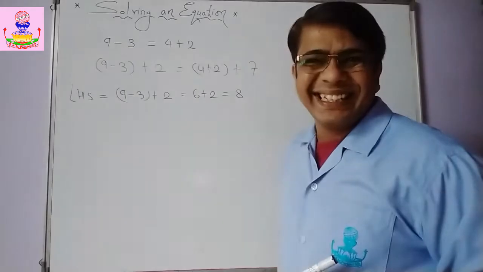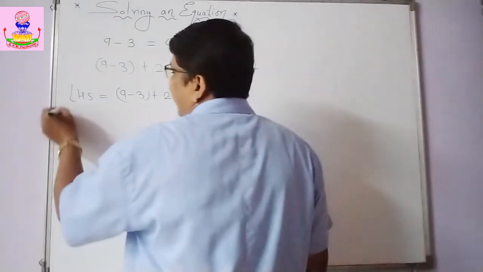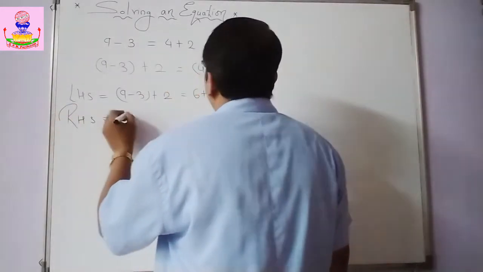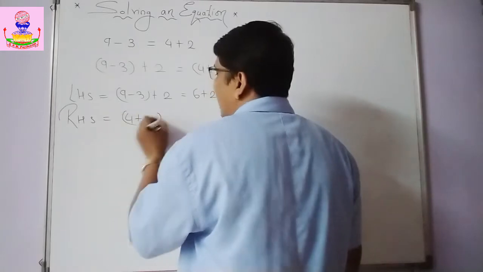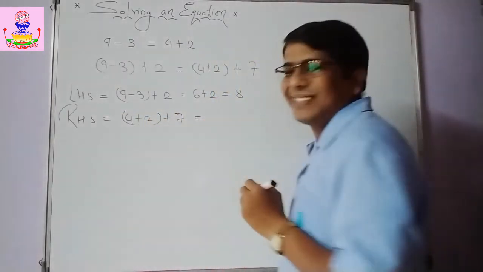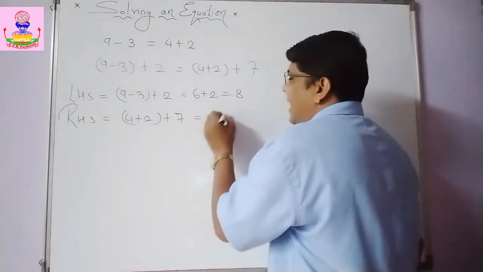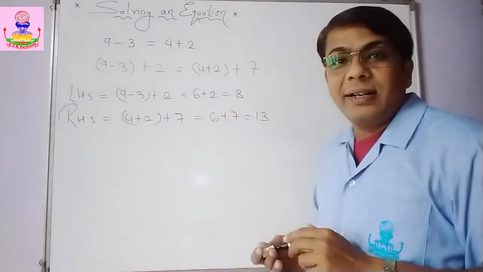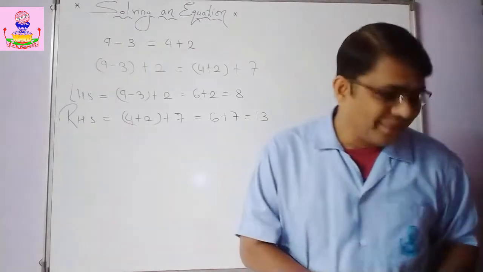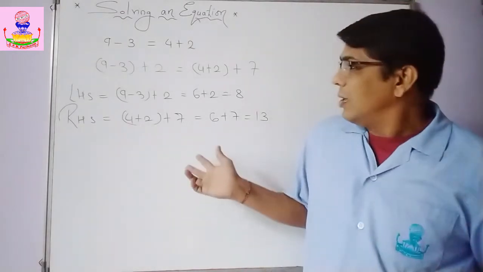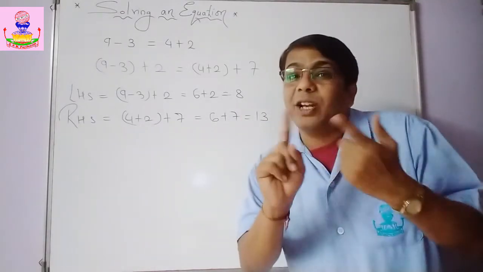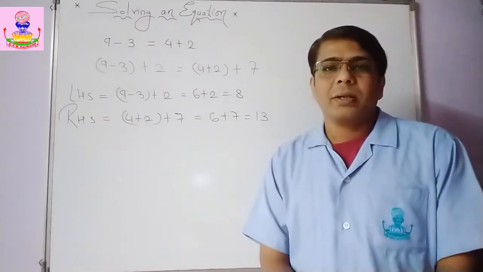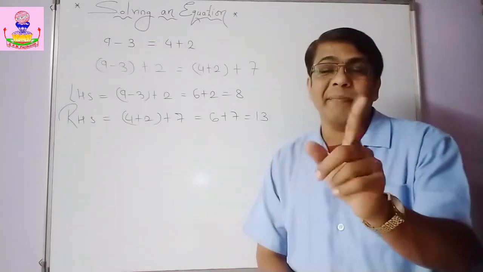Then the right hand side, that is 4 plus 2 plus 7. 4 plus 2, 6. And 6 plus 7, 13. Are the two sides same? No. So, I am performing the same mathematical operation, addition, but I have not used the same number.